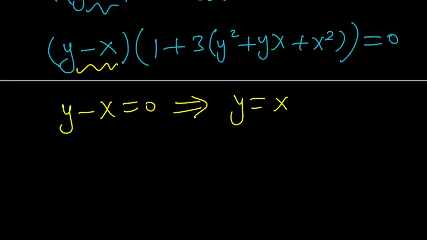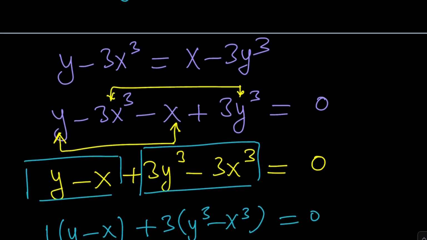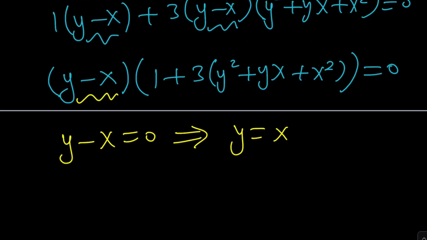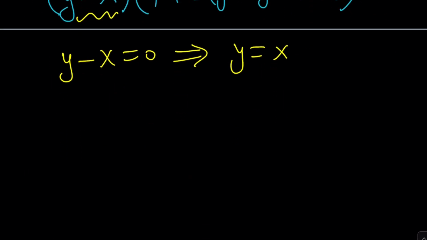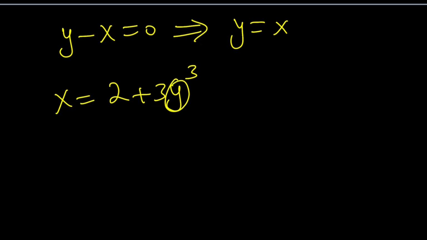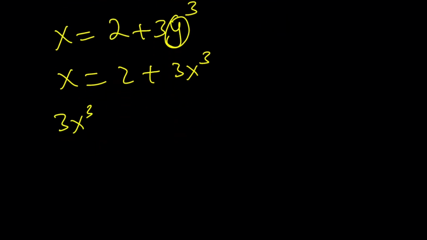And that's nice because if you look at the original problem, and I kind of need to go back, not the original one, but the one that I got for my system, x equals 2 plus 3y cubed. And now y is equal to x, so I can replace y with x. x equals 2 plus 3x cubed. And let's put everything on the same side: 3x cubed minus x plus 2 is equal to 0.